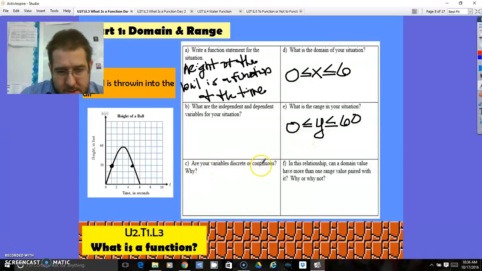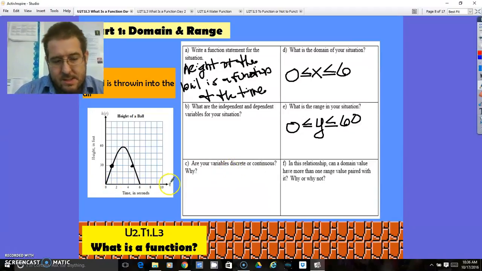Are the variables discrete or continuous? This is continuous because the ball always has a height. The independent variable, which is time, will always have an answer. Always. Even if it's a half.